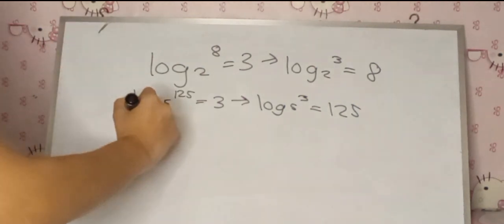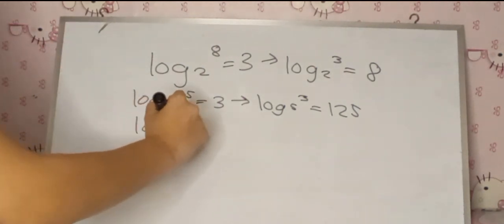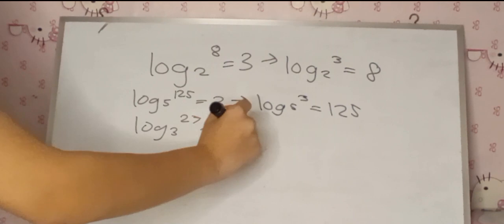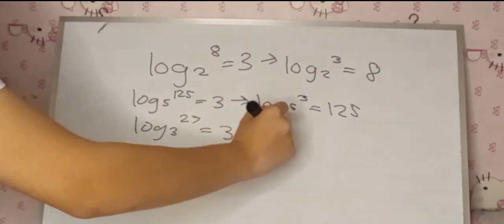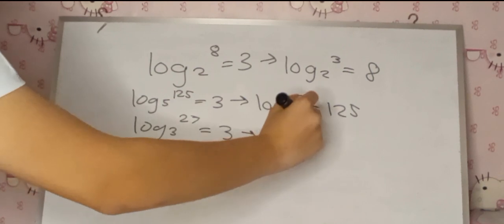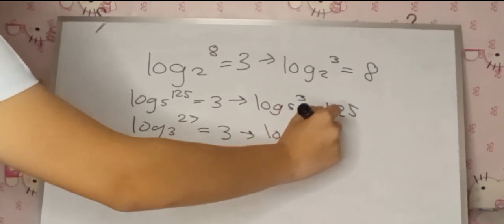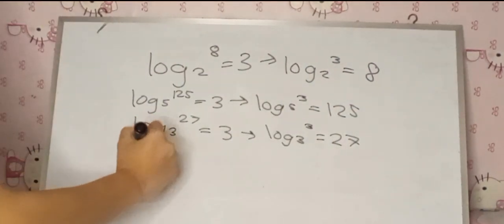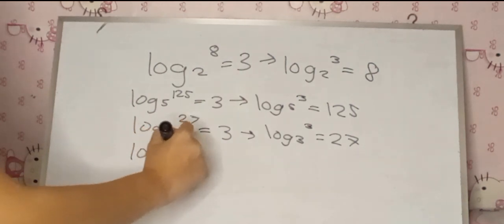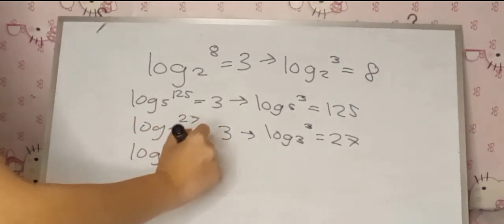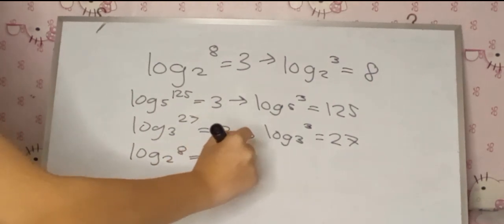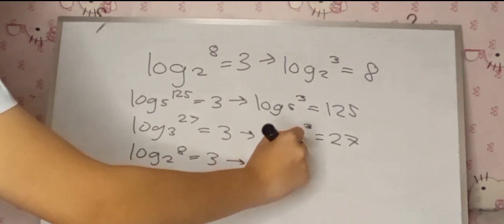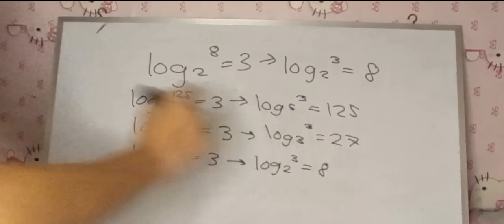Next, log base 3 of 27 is equals to 3. Ito ay magiging log base 3 of 3 is equals to 27. Last, log base 2 of 8 is equals to 3. Ito ay magiging log base 2 of 3 is equals to 8.